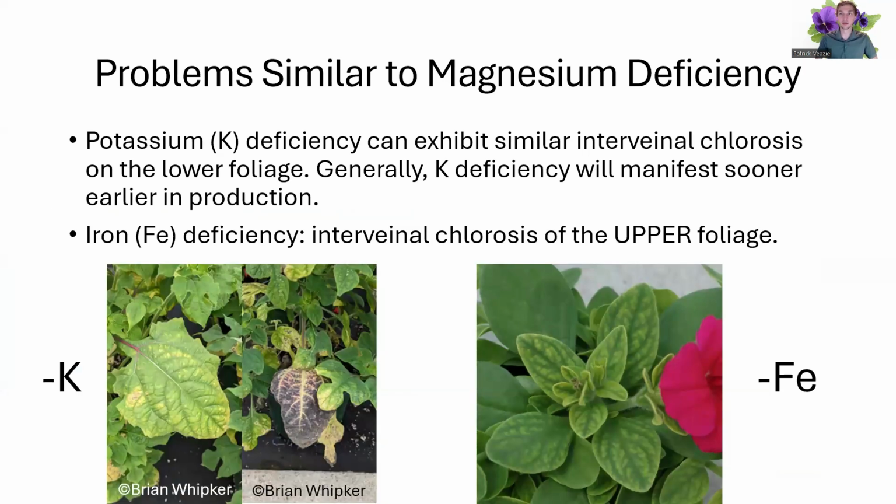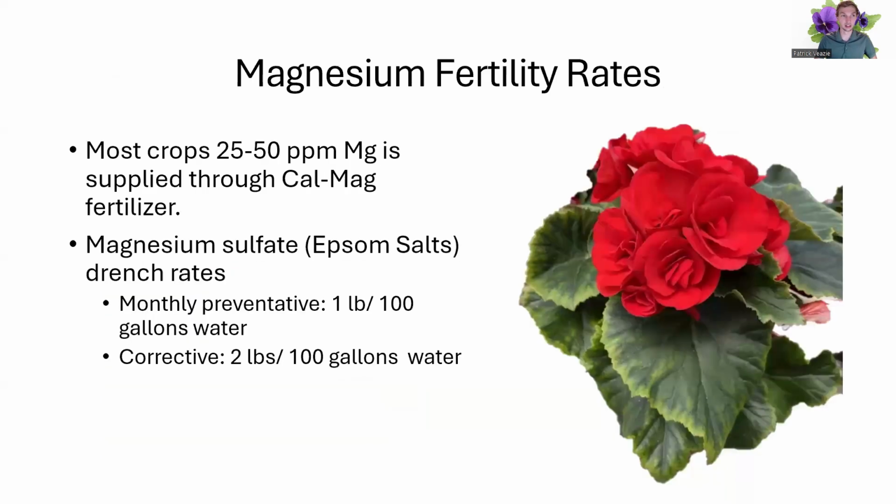Now, what are the mimics for magnesium deficiency that may be confused? Potassium can exhibit the very same intraveinal chlorosis on the lower foliage, but generally potassium deficiency will manifest sooner and earlier in that production cycle if it's not supplied. Iron, on the other hand, is going to occur on that upper foliage. So looking at that petunia here, we can see that it's occurring on the new growth, and all of that old growth is nice and healthy. This is that differing mechanism between diagnosing magnesium and iron. However, conducting a leaf tissue analysis to confirm is always a good idea to determine exactly which element is deficient.